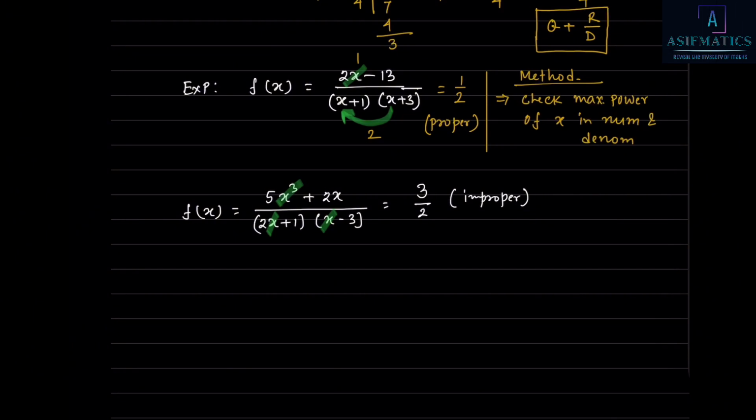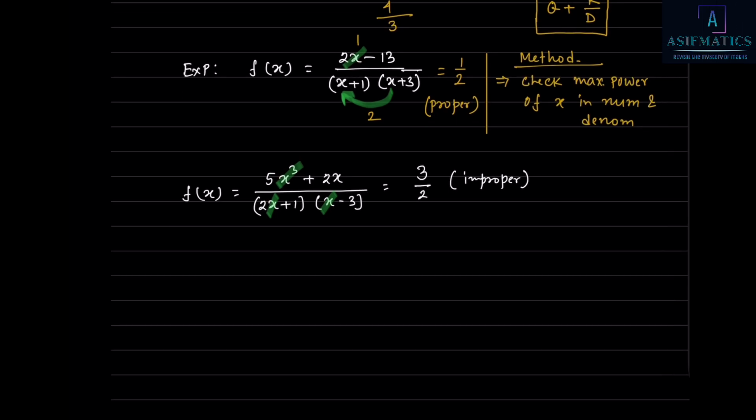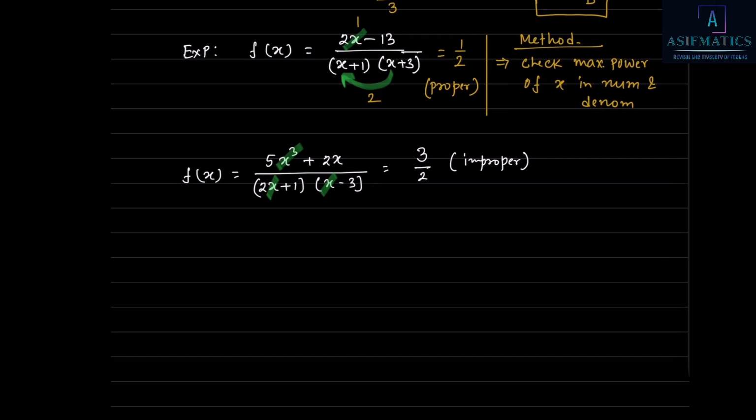So this is the check we need to do, and I guess that you understood how to find out the proper and improper fraction. You do not need to write anything, you just need to identify whether this function is proper or improper. Just look at the maximum power of x in the numerator and denominator, because based on that your next calculation will start.